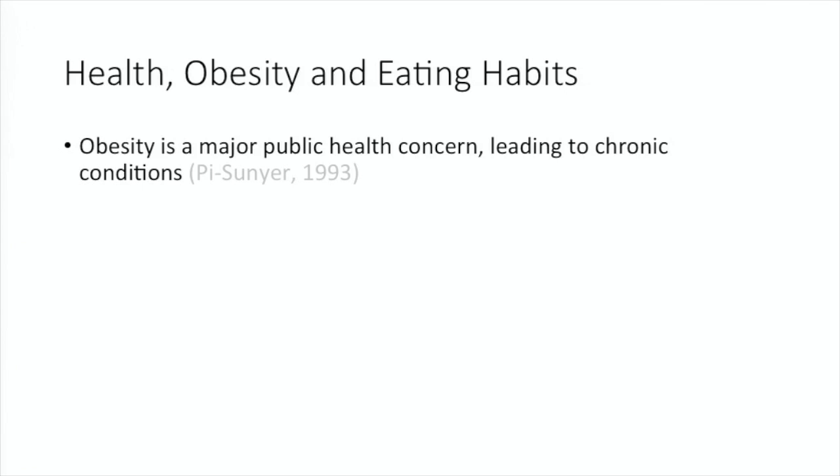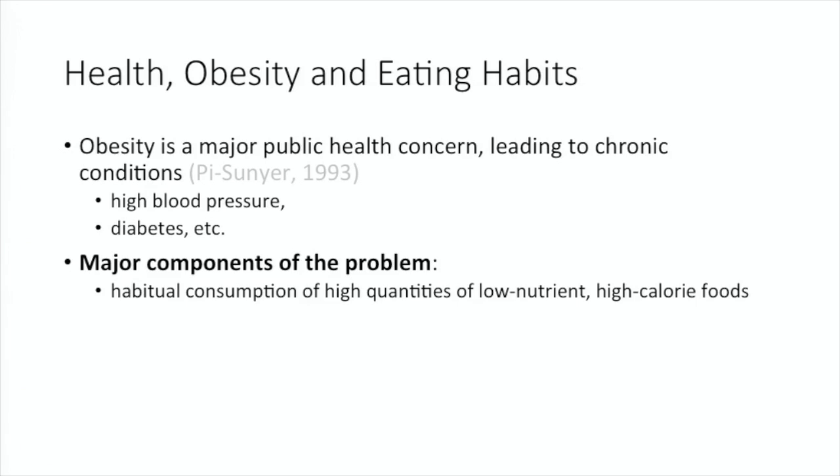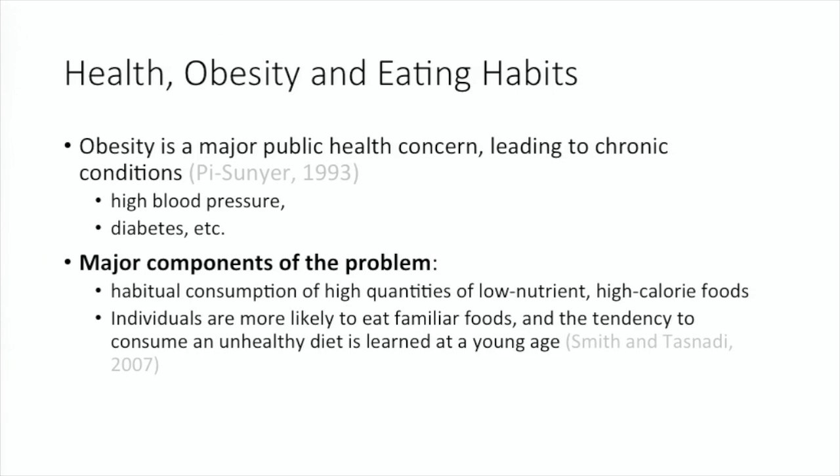So obesity is a major public health concern globally. It leads to many chronic health conditions. The major components of this problem are habitual consumption of high quantities of low nutrient and high calorie foods, and that individuals are more likely to eat familiar foods where the tendency to consume an unhealthy diet is learned at an early age, which is why interventions with children can be quite important.